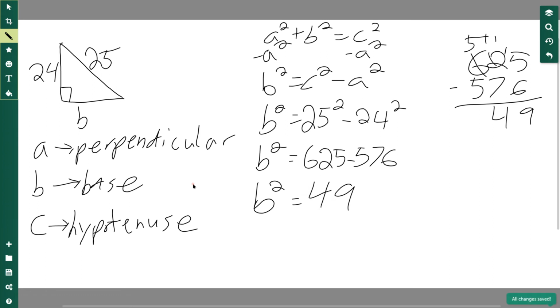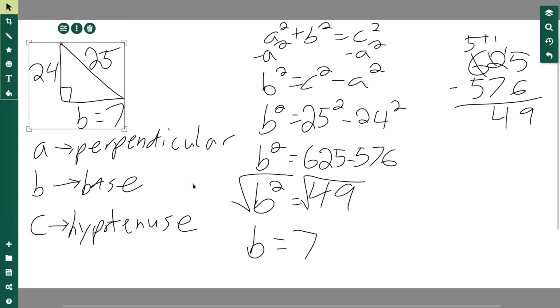And now, this looks pretty similar to when we were solving for the hypotenuse in the other two problems. So let's just take the square root of both sides. The square root of b squared is b, and the square root of 49 is 7. So we have our answer. B is equal to 7.